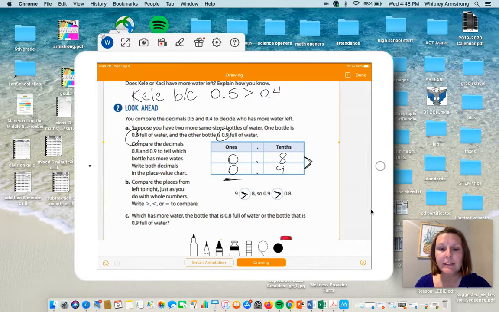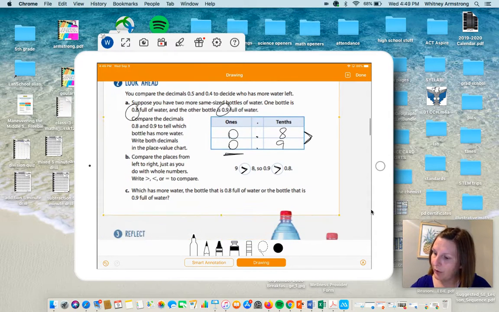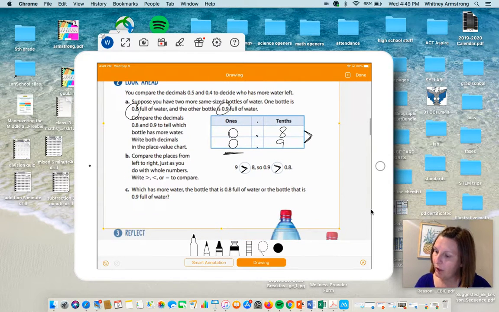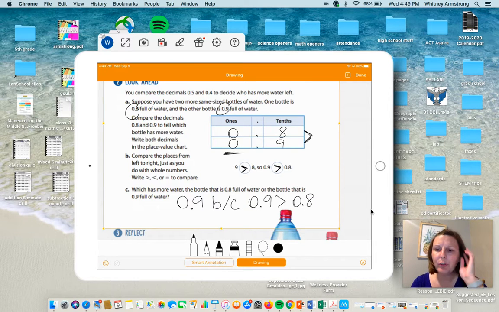Okay? So C says, which has more water? The bottle that is 0.8 full of water or the bottle that is 0.9 full of water? Well, 0.9 because 0.9 is greater than 0.8. Don't forget when you're using your greater than and less than, if it's greater than, it eats that number. That's how I remember the alligator mouth. Remember that's greater than. That's greater than.